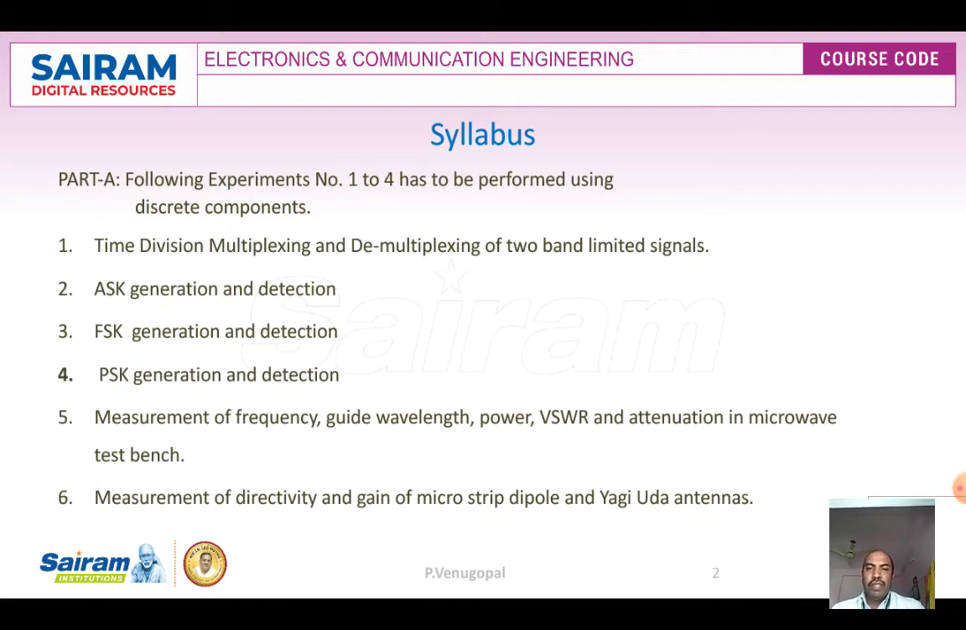Part B experiments are simulation experiments. You can simulate using LabVIEW or MATLAB. Part A experiments are digital experiments, microwave experiments, and optical fiber experiments, as well as the antenna experiment. Out of 8 experiments, the first 4 are discrete experiments and belong to digital communication.